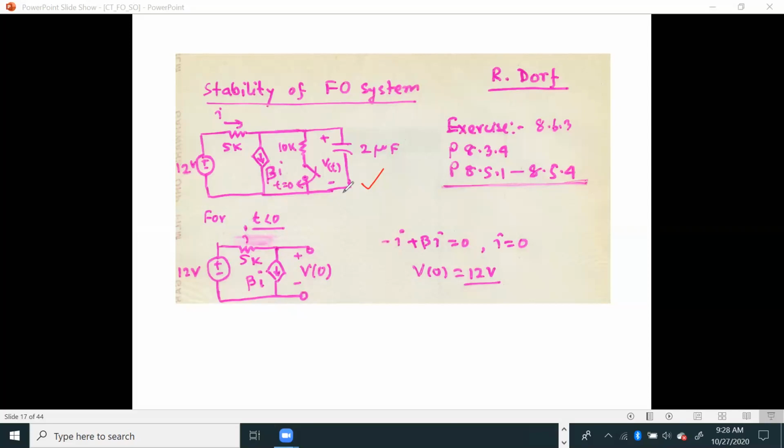When our switch was open and your circuit was at a steady state, we have a capacitor connected between these two terminals. Then your capacitor will be fully charged with a voltage. So no current will be going through this branch, isn't it? Yes, sir. For time t less than 0. So that voltage we designate as V0, okay? So this is what your circuit looks like for time t less than 0.